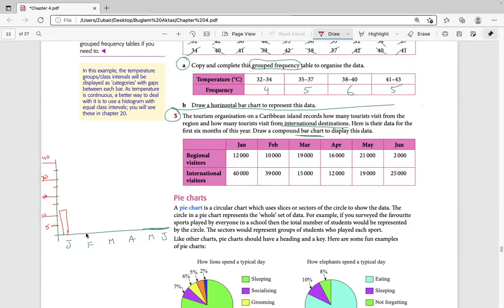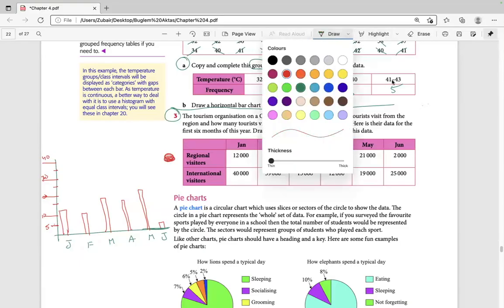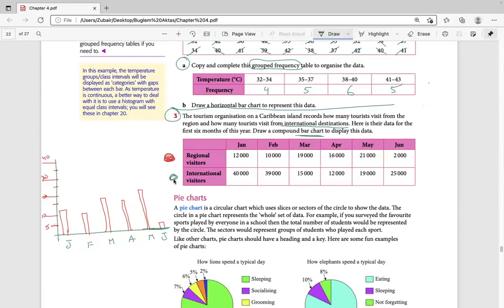In February, we have 10,000. In March, we have 19, slightly before 20. In April, we have 16, just above the 15,000 mark. In May, we have 21,000, slightly above the 20,000 mark. In June, we have 2,000. I'm changing color for the other one. Let me say we chose red for regional visitors and green for international visitors.